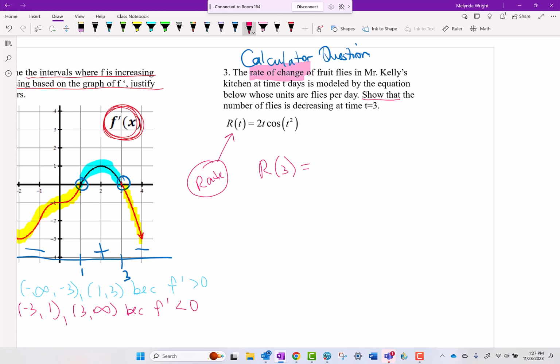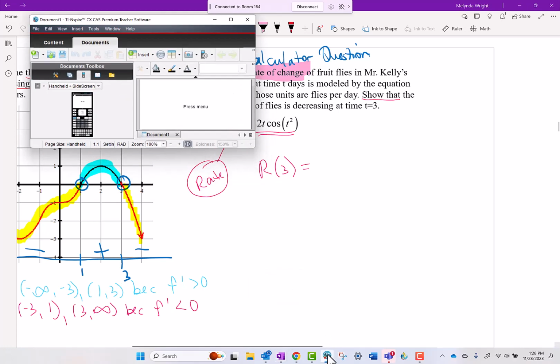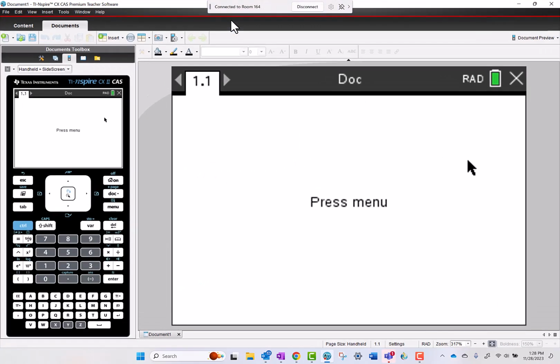With calculator questions, there is work to show, but it's not as significant as the non-calc questions. So I'm going to put this in my calculator. I'm going to make sure that I'm in radian mode. Be sure you're in radian mode. So let me pull up my calculator. I also want to talk about storing functions in the calculator screen. That's going to be important for us as well.